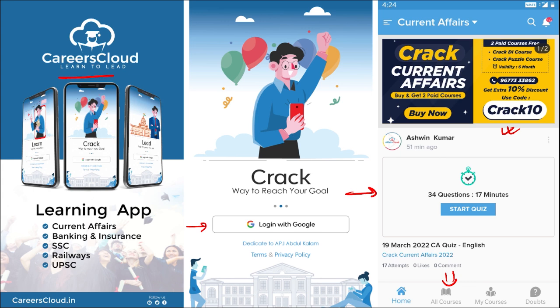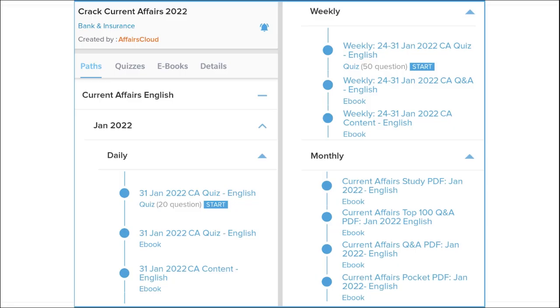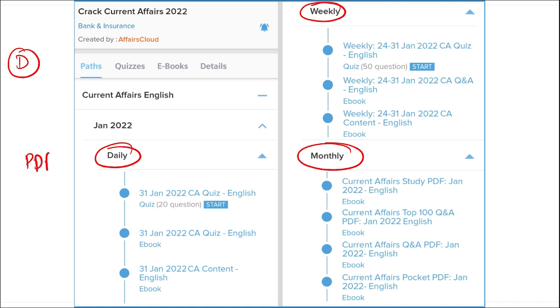If we talk about the course, why this course is so important, how you will be benefiting through this course. If you see, we provide current affairs on a daily basis, on a weekly basis, as well as a monthly basis. On a daily basis, we will be providing you with PDFs of the content of that particular day. Apart from this, you will be getting a quiz on your application of 20 questions on a daily basis that will help you in boosting your preparation.